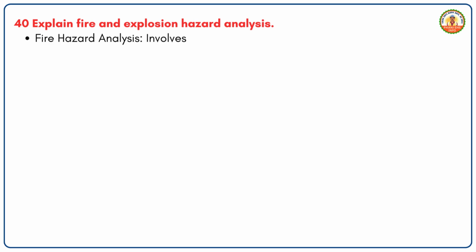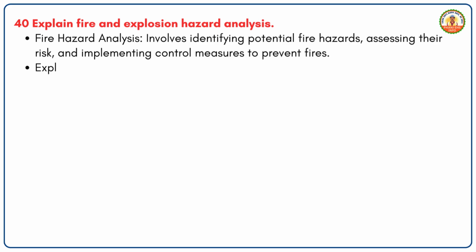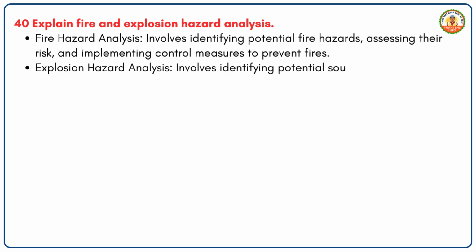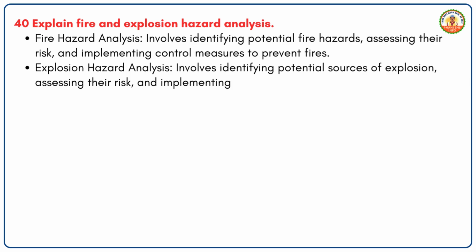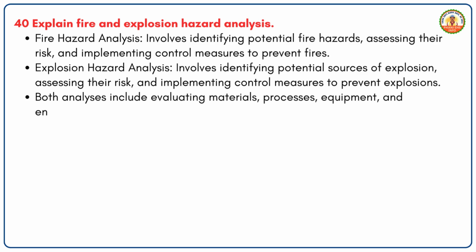Fire hazard analysis involves identifying potential fire hazards, assessing their risk, and implementing control measures to prevent fires. Explosion hazard analysis involves identifying potential sources of explosion, assessing their risk, and implementing control measures to prevent explosions. Both analyses include evaluating materials, processes, equipment, and environmental conditions to minimize fire and explosion risks.